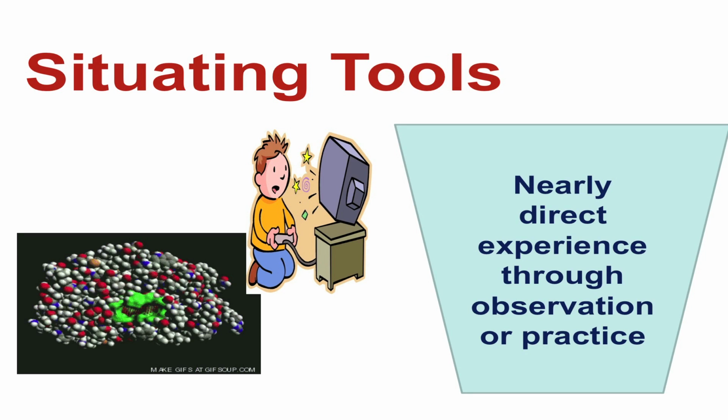Second is the situating tools. Situating tools are the direct experience through observation or practice. So, if you see all these simulation games, which the younger generation go and play, or if you go to the market or a mall, simulation games are there. So, situating tools give nearly a direct experience, not the exact experience, but a direct experience through observation or through practice.